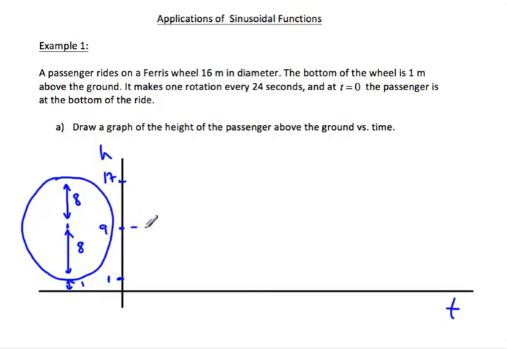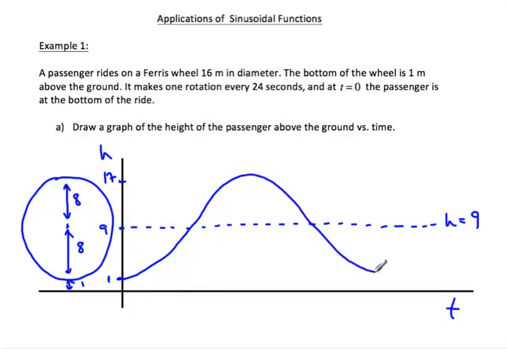I'm going to draw a horizontal line across here from height is equal to 9, because that's going to represent the axis of my sinusoidal function. I'm now going to consider what's going to happen to the person as the ride goes around. Their height will follow a sinusoidal path as they go round in a circle around the Ferris wheel. In other words, their height is going to describe that kind of relationship against time.